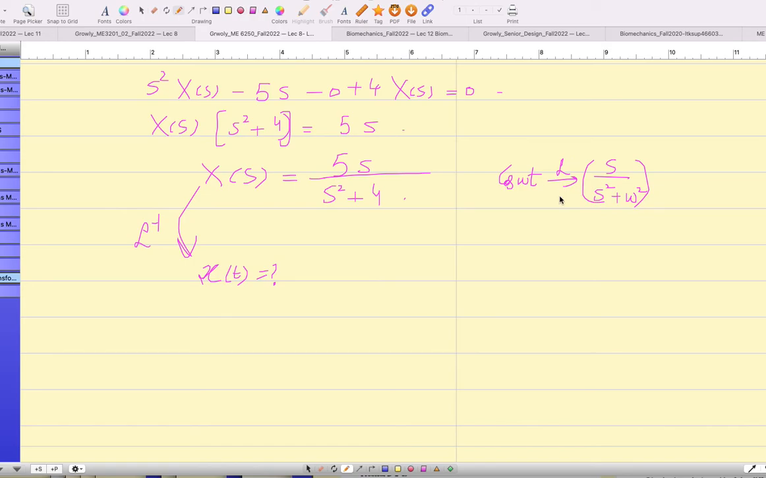And if you want to go back inverse, you get this time domain. If you go forward, you get the Laplace domain. So if I want to take the inverse Laplace, you will just write down 5 cosine. Now here this is 4, but here this is omega squared, so I can just write 2 squared. Agreed? So I can write down 5 cosine 2t. So this is your answer: x of t equals 5 cosine 2t.